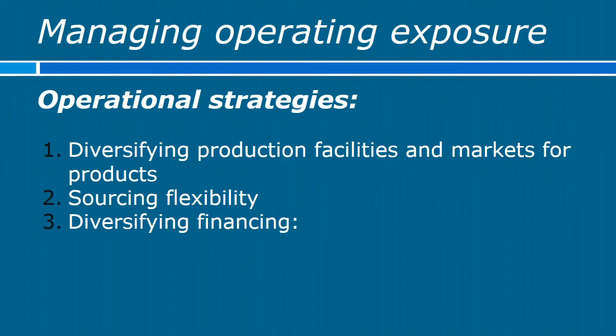Managing operating exposure. Some operational strategies include diversifying production facilities and markets for products. Diversification would mitigate the risk inherent in having production facilities or sales concentrated in one or two markets. However, the drawback here is that the company may have to forgo economies of scale. Second strategy is sourcing flexibility. Having alternative sources for key inputs makes strategic sense, in case exchange rate moves make inputs too expensive from one region.